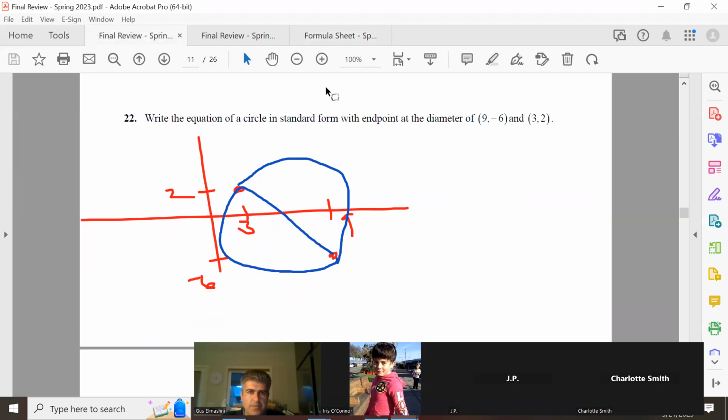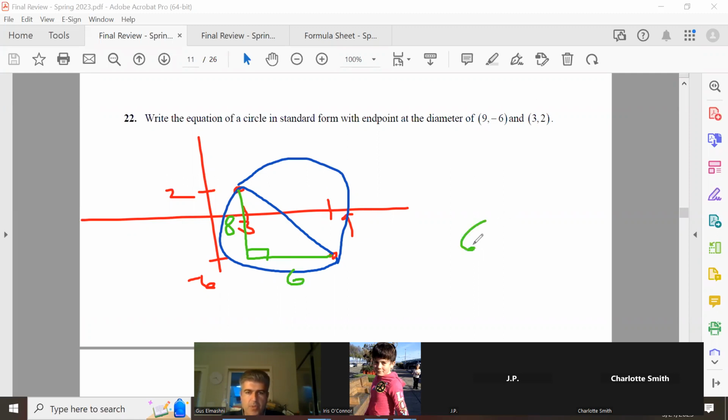Just draw a right triangle. How long is that vertical leg, guys? From 2 to -6. How long is that? 8, right? Good. Horizontally, it's pretty obvious. So 3 and 9 is 6. Kind of the difference in the x's and the difference in the y's.